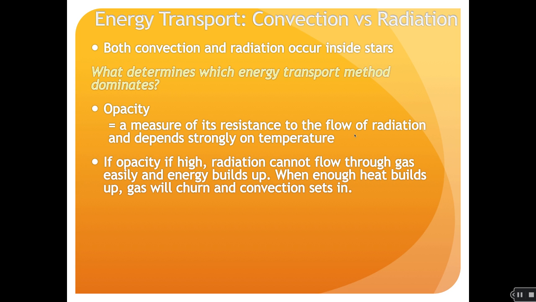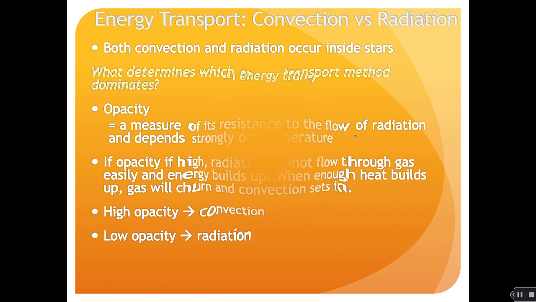When we have high opacity, it means that radiation doesn't flow, so you get an energy buildup. And so what happens is that the gas will move itself, and the energy will be moved by moving the gas particles rather than by moving photons. If it's low opacity, then it's easy for the photons to move, and so you don't get the same heating up, and you move things by radiation. So when you have high opacity, you have convection. When you have low opacity, you have radiation.